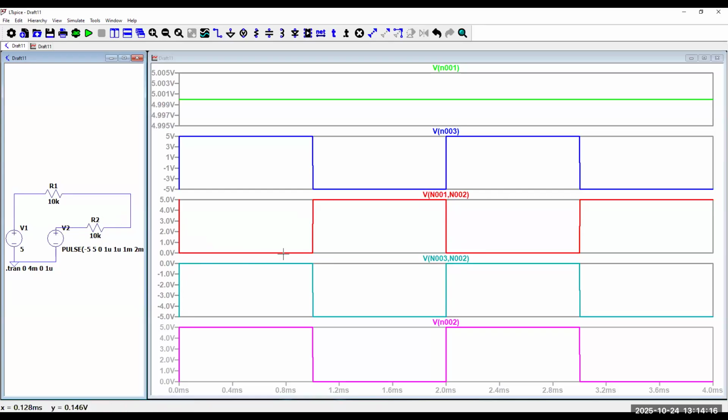You can see it's going from -5 to 0. And the one in purple right at the bottom is our actual output. You can see it's shifted from 0 to 5, right? Does everybody see that? Okay.